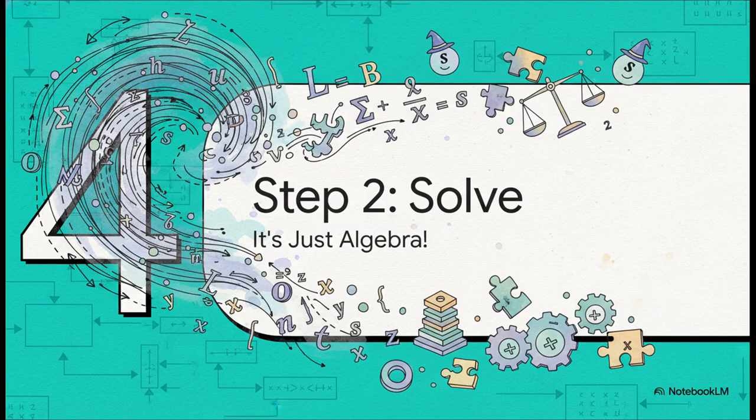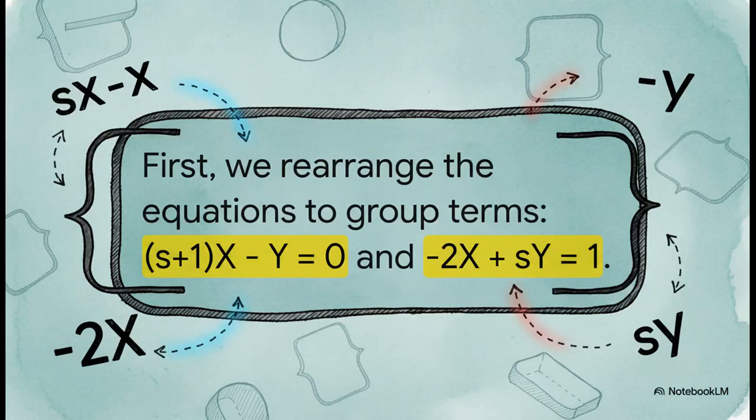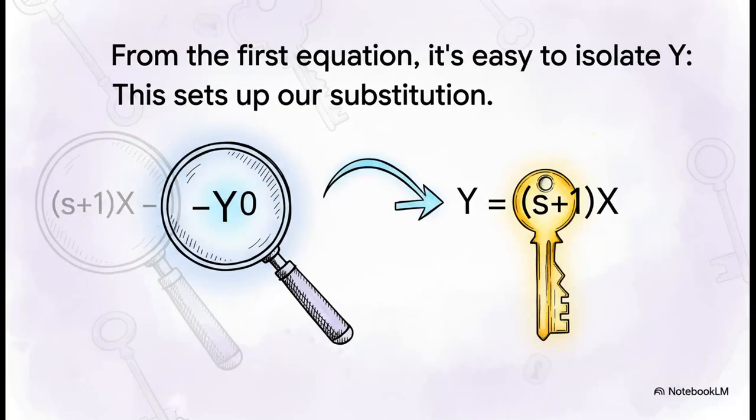And now for step 2. We've done the transformation, and we've landed in our happy place, the S domain. This is where it's all just algebra. So let's get to solving this thing. So the very first thing we're going to do is just a little bit of housekeeping. We're going to gather all the capital X terms and all the capital Y terms together for each equation. You can see how this little bit of tidying up puts our system into a nice, standard format that's way easier to deal with. From here, you can probably see where this is going. If you look at that first equation, it is incredibly easy to get y all by itself. This is just a perfect setup for our old friend, the substitution method.